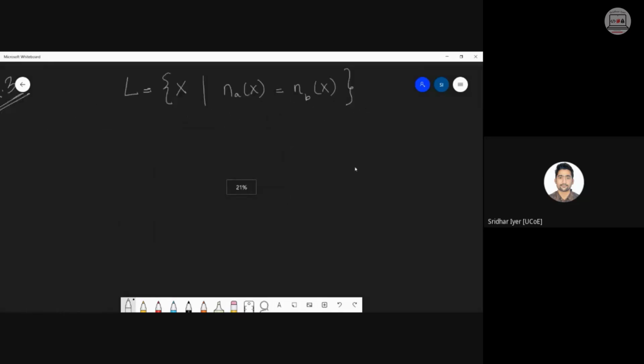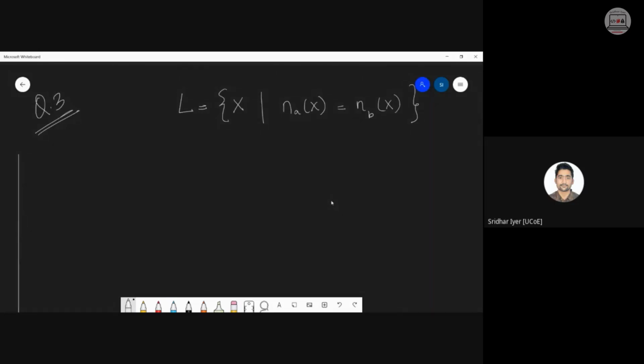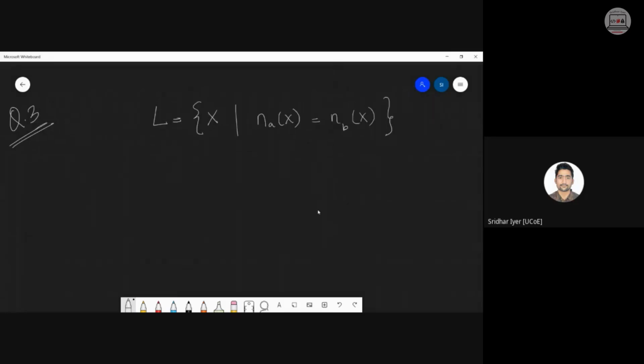It is somewhat like this. Now you are familiar with the notations, I hope so. Tell me, what is the notation? What does it signify? Yes, it is a language which consists of X, where whenever I'm having that parallel bar, it is nothing but the condition. If you remember, this is nothing but number of A's equal to number of B's. याद आ रहा है?